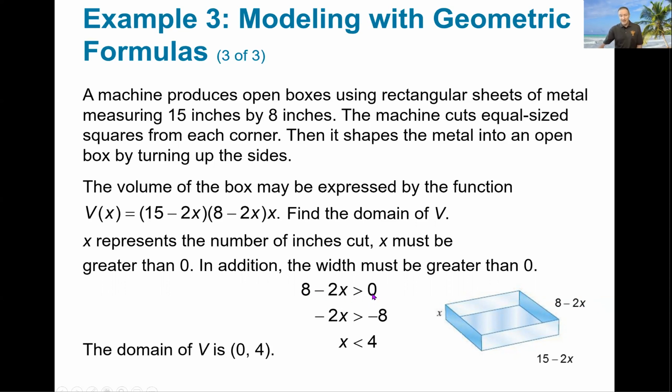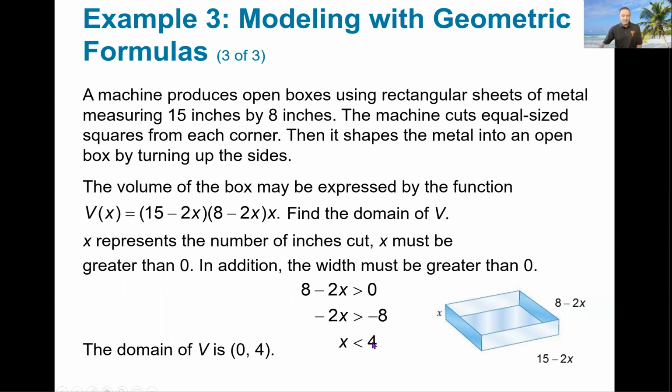When I subtract 8 on each side of that inequality, that gives me negative 2x is greater than negative 8. I divide by negative 2. Please remember, when you divide by a negative, you flip the inequality sign. That's going to give me x is strictly less than negative 8 over negative 2, which is a positive 4.